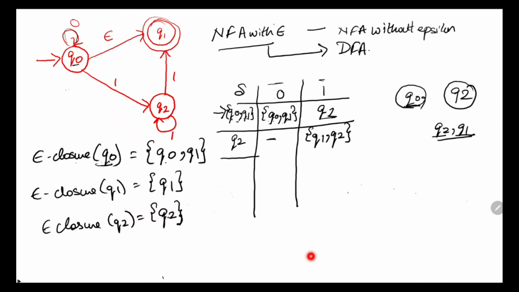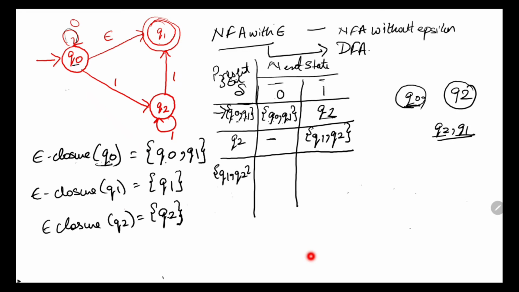Fine. Now again, if we found any new state, what does new state mean over here? It means all those states occurring in these two columns but not appearing in the present state column. Let me mark over here that this one is the present state and these are the next state columns. Fine. Now we will write the transitions for Q1 comma Q2.